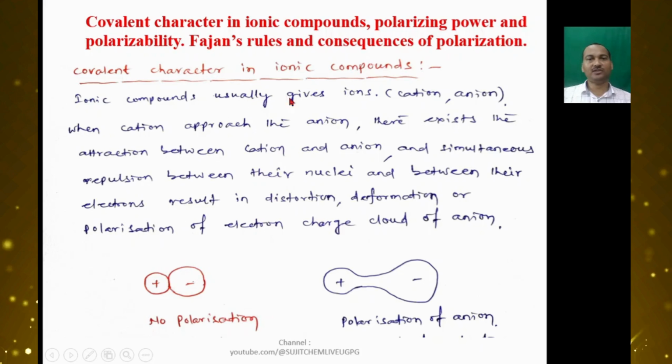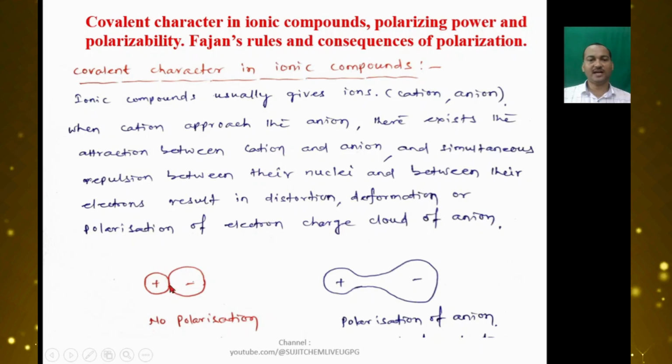So ionic compounds usually give ions, cation and anion. So when cation approaches the anion, there exists the attraction between cation and anion and simultaneous repulsion between their nuclei and between their electrons, resulting in distortion, deformation or polarization of electron charge cloud of anion.